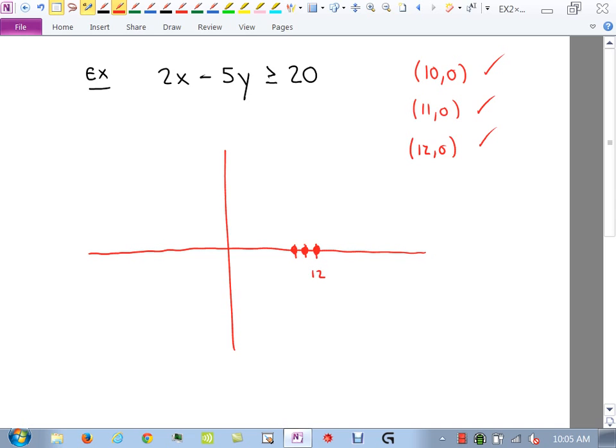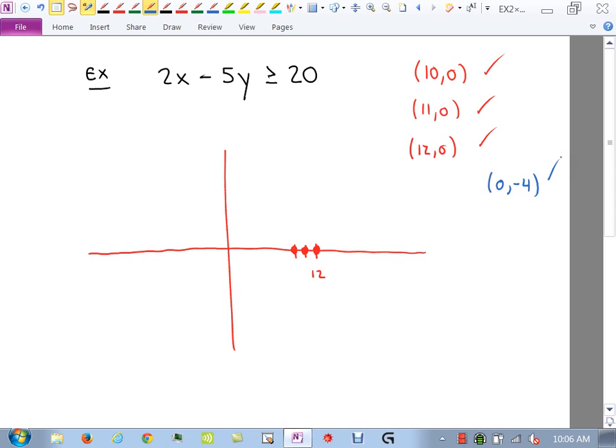Let's see. Maybe we can get y-intercepts. How do we get y-intercepts for something like this? To find y-intercepts, you set what to 0? X to 0. Can you set x to 0 here? Okay, imagine it's not there. How can someone give me a y that would make this true? -4. Good. Would 0, -4 make that thing true? So 0 makes the x term go away. -5 times -4 is what? 20. 20 is greater than or equal to 20. Agreed? Okay, that would work.